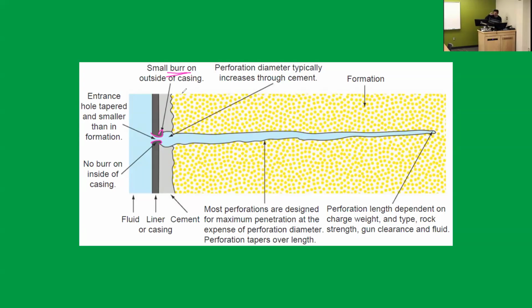Generally, as you go from casing steel to cement, the perforation diameter will increase. Why? Because the cement is weaker than steel. And then you can make the argument that the cement is the same as rock, or more or less the same, or if not the same, very similar. So the change would be smaller afterwards.